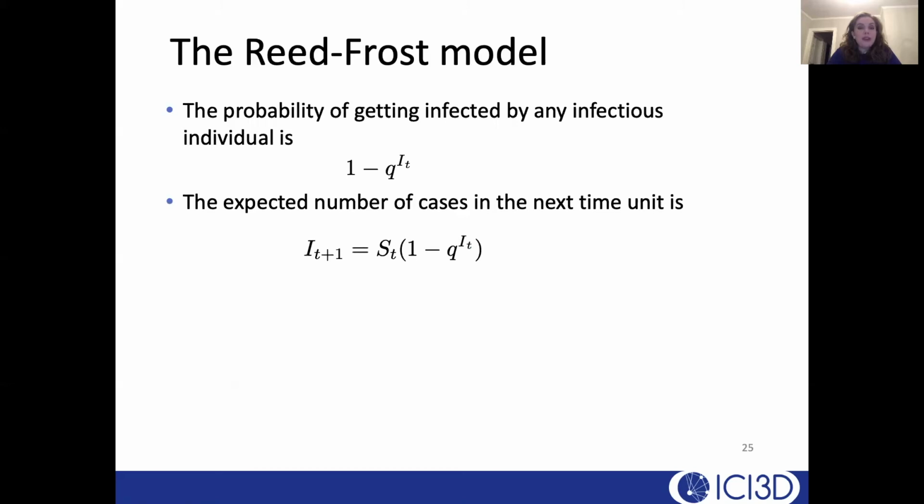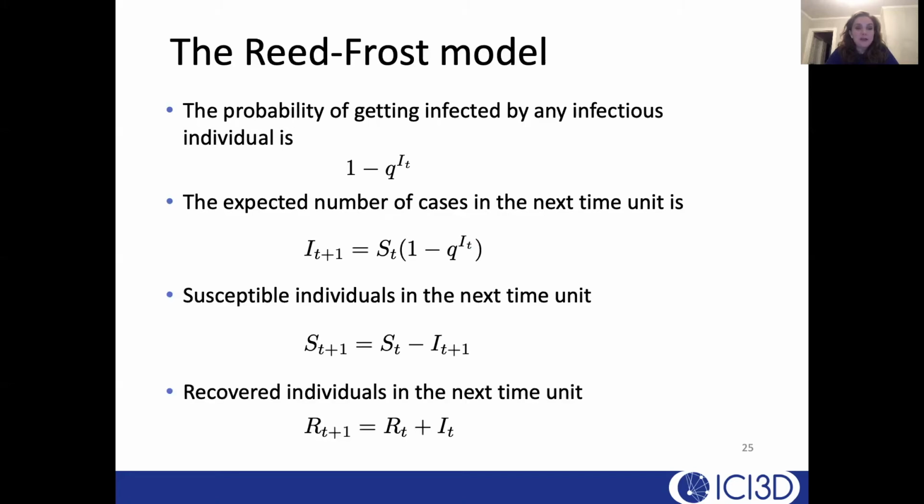So then we can get our population update: the number of new infected individuals in the next time step, using this probability and the number of current susceptible individuals. So S sub t times (1 minus q to the I sub t) will be the expected number, in the deterministic version, of cases in the next time unit.